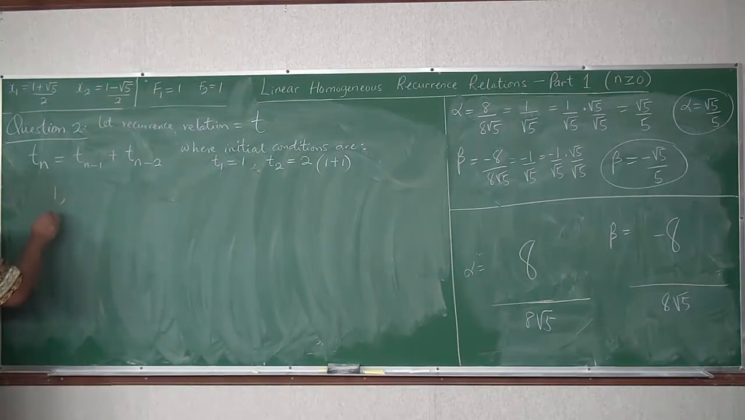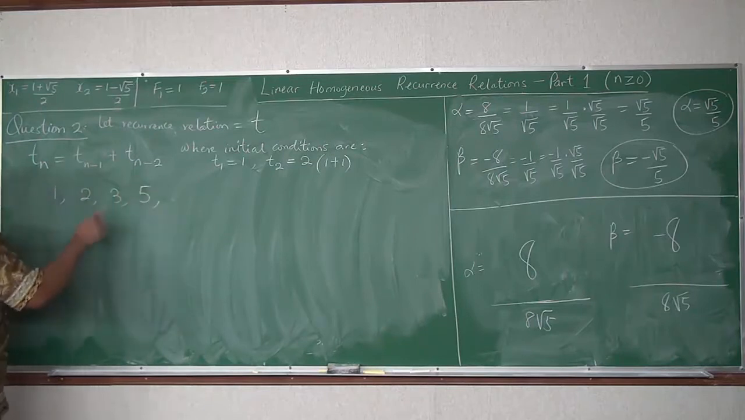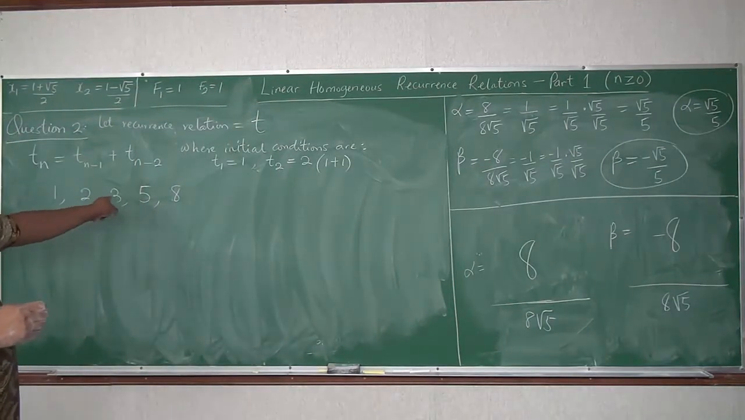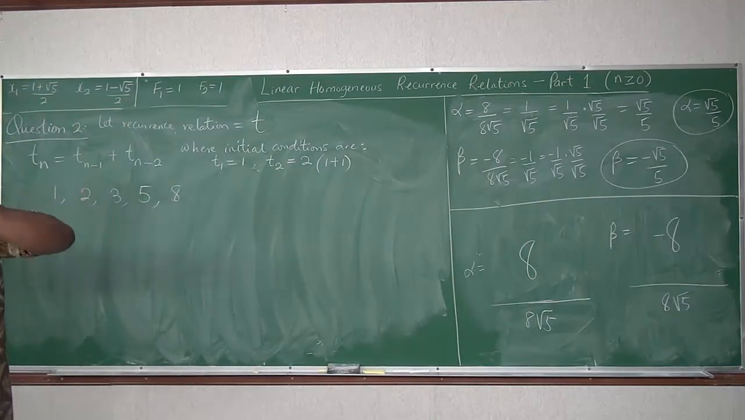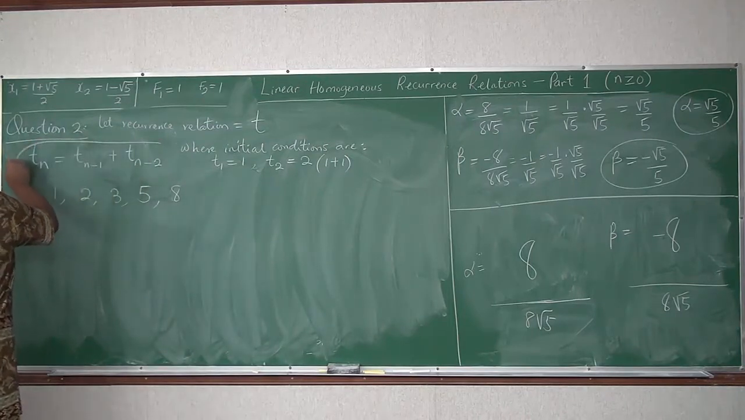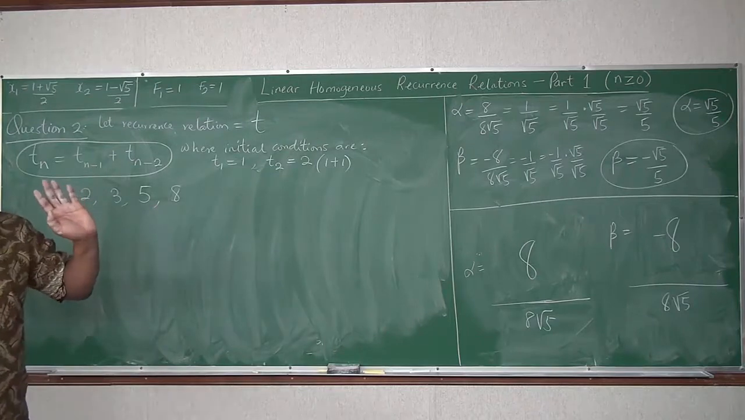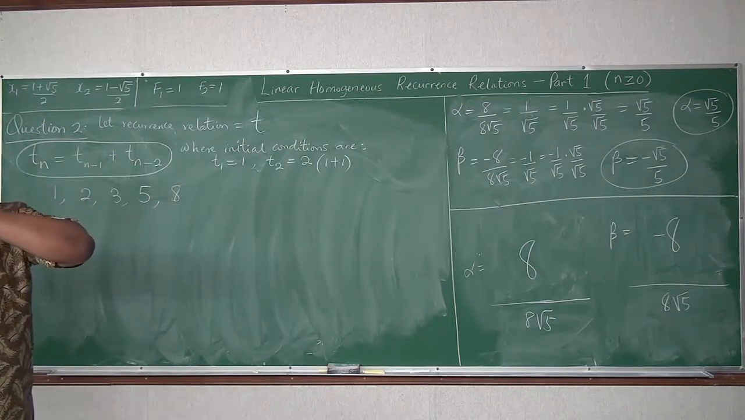So we have 1, we have 2, which is 1 plus 1. We have 2 plus 1, which is 3. We have 2 plus 3, which is 5. We have 3 plus 5, which is 8. So this is similar to the Fibonacci sequence. It's just that in this case, our T1 is 1 and our T2 is 2 rather than 1. The only thing that changed here are the initial conditions.